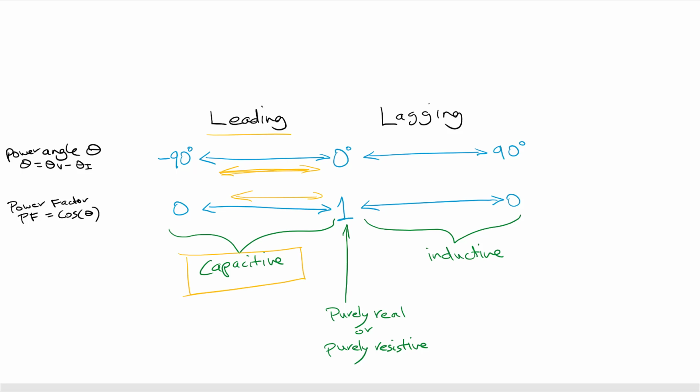When we have a lagging power factor, then we have a power angle that is positive and a power factor that ranges from 1 to 0. So that's exactly the same as the capacitive one. So you can't tell in these two which one we have without being told more information. And the lagging case represents an inductive load. And then we have the special case down here when the power angle is 0 and the power factor is 1, and that represents a purely real or purely resistive load.